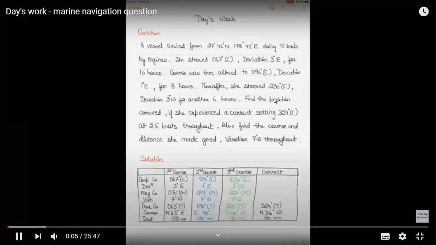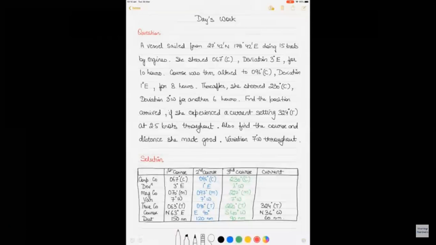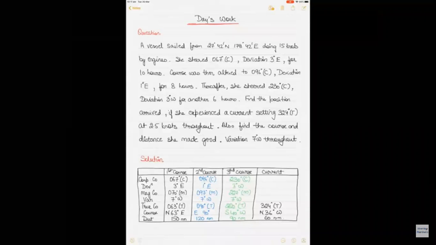So, welcome. Now we are going to start with the day's work today. In the day's work concept, we have been given many courses and distances for the day, and we need to find out the final position and the final course and distance we have made good. A lot of calculation is involved in this, but it's not through chart. We are doing it through scientific calculations.